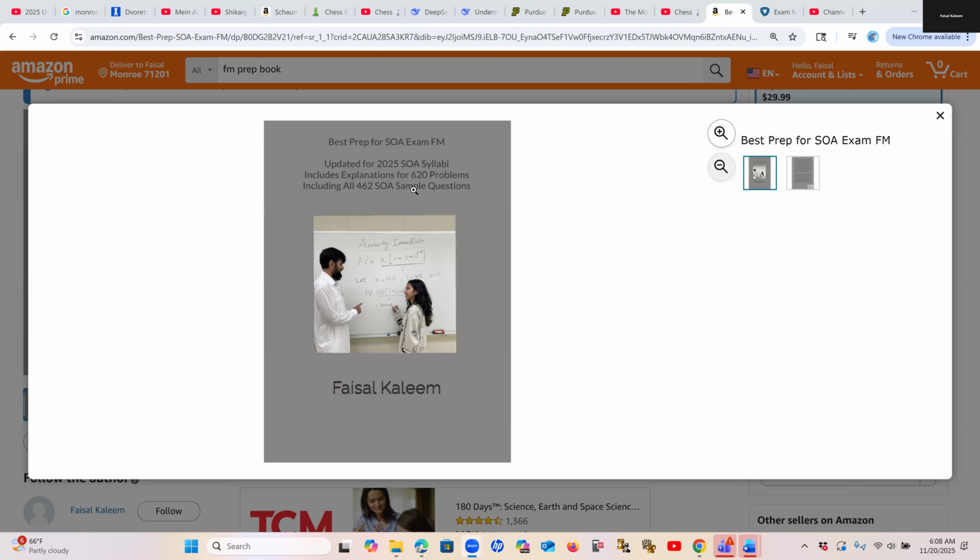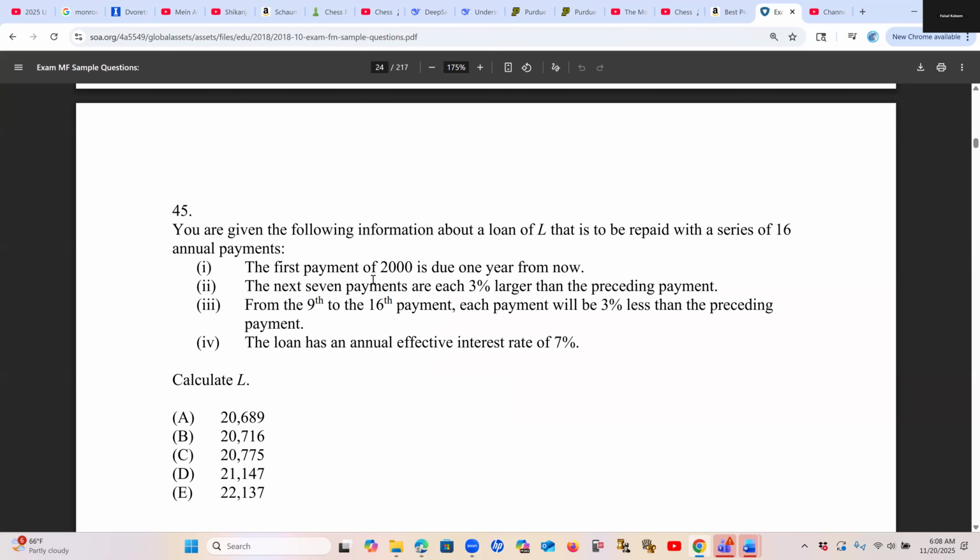Okay, so with that out of the way, let's come to today's lesson. You're given the following information about a loan that is to be repaid with a series of 16 annual payments. First payment of 1,000 is due 1 year from now. Next 7 payments are each 3% larger than the preceding. And from the 9th to the 16th, each payment will be 3% less than the preceding. The loan has an annual effective rate of 7%. Calculate the loan.